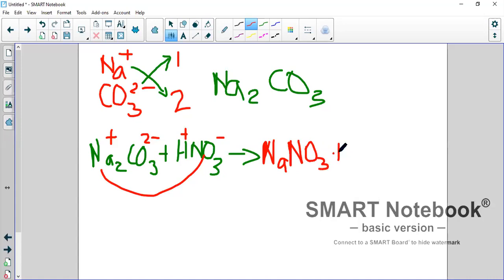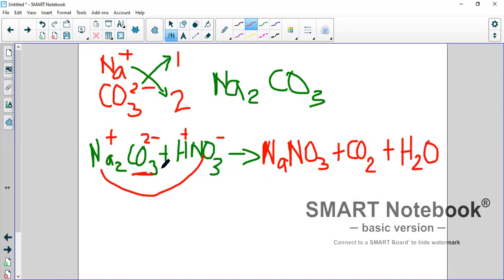Plus, you've got your carbonate ion that is remaining with the hydrogen. The carbonate must form a gas, so it's going to form CO2, carbon dioxide, plus water, which is your H2O. So the bubbles that you see are because of the carbon dioxide that is being formed.